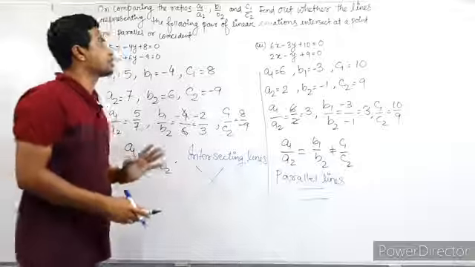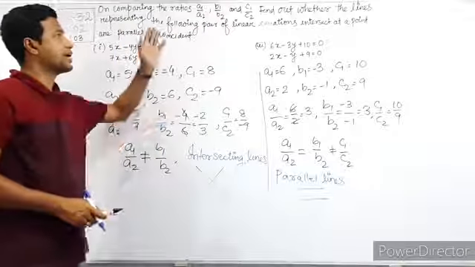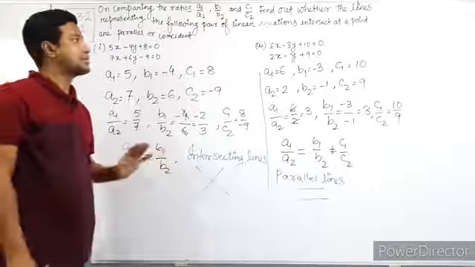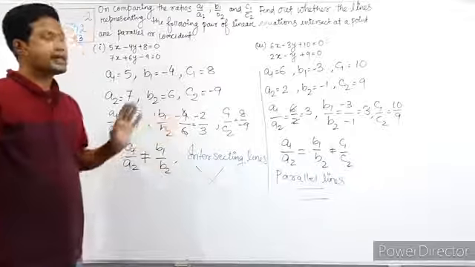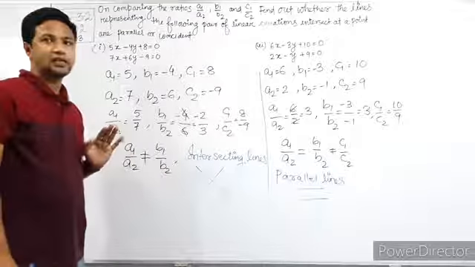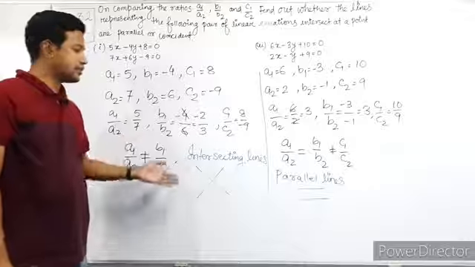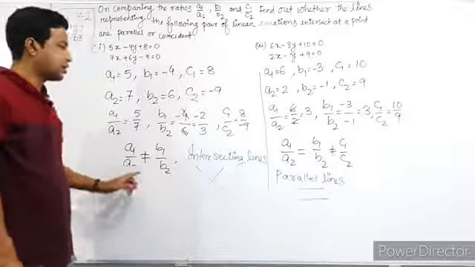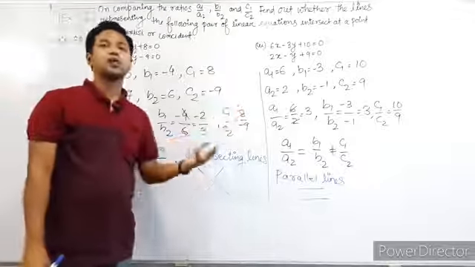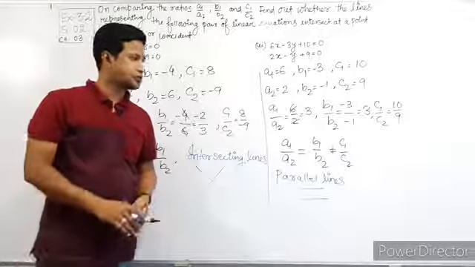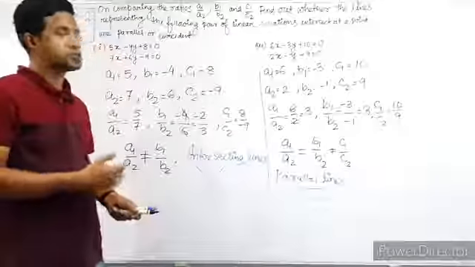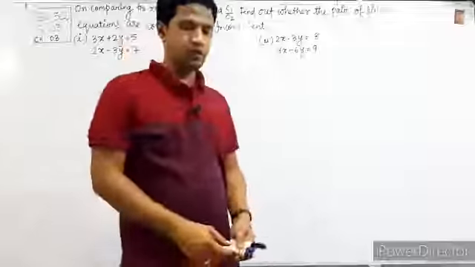So this is the question number 2 where we are comparing A1 by A2, B1 by B2 and C1 by C2, where we easily identify how the lines will be, that whether the lines are intersecting or parallel or anything without plotting the graph. So this is all about this question. Now students, let's go to the question number 3.